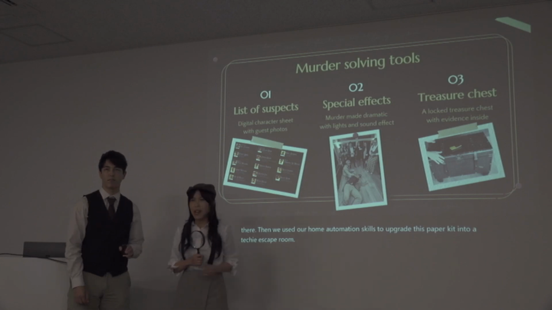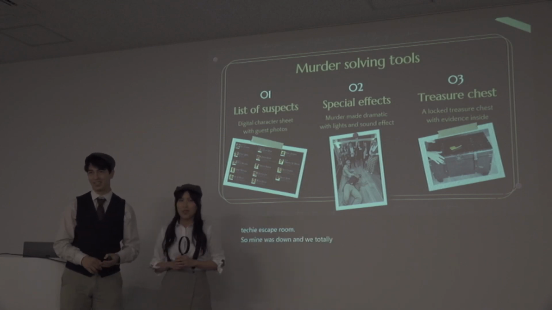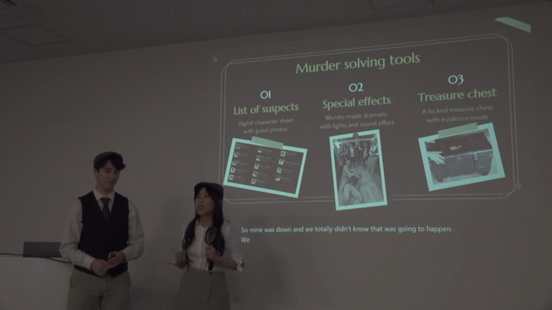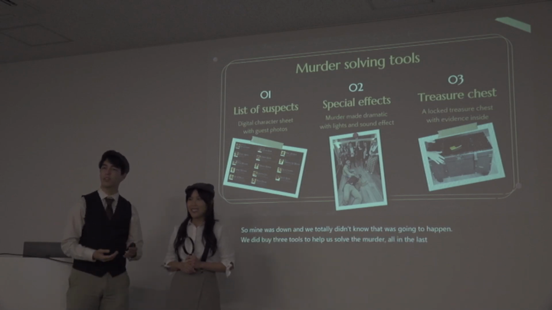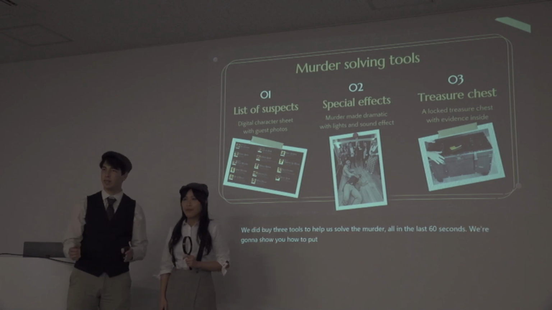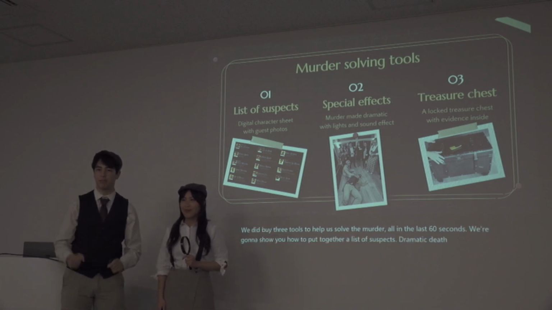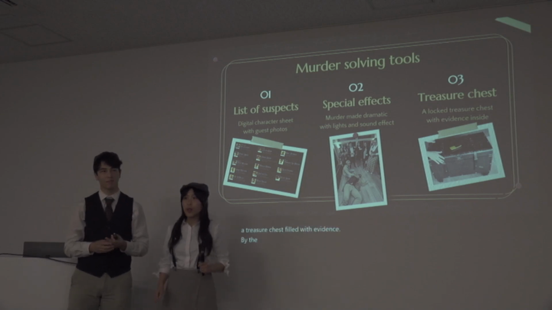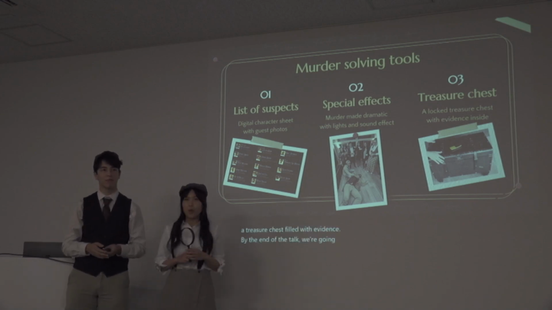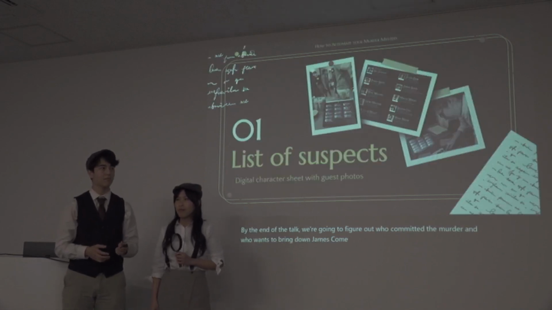So, mine was down. And we totally didn't know that was going to happen. We devised 3 tools to help us solve the murder, all in the last 60 seconds. We're going to show you how to put together a list of suspects, a dramatic death scene, and a treasure chest filled with evidence. By the end of the talk, we're going to figure out who committed the murder and who wants to bring down JSConf JP.